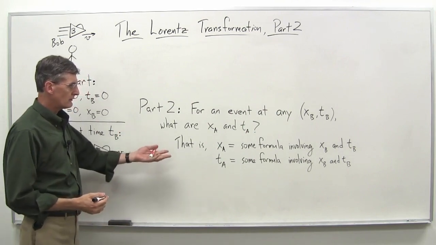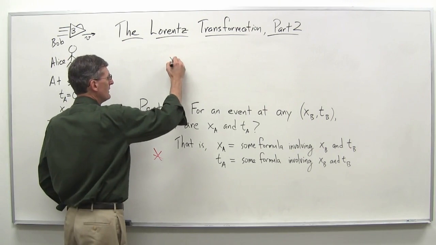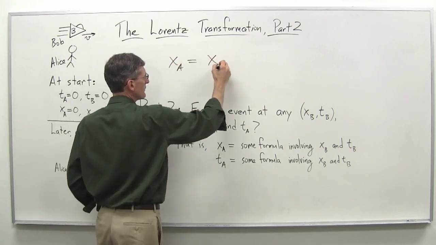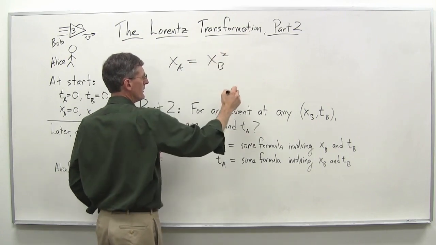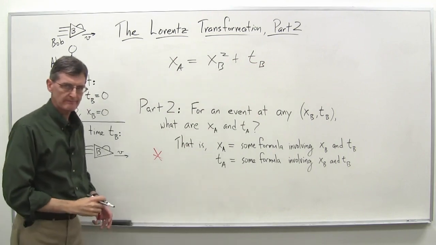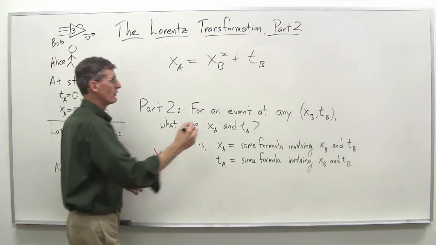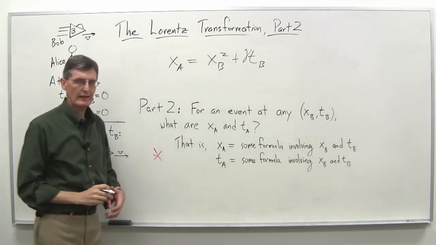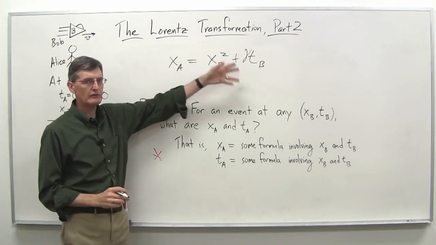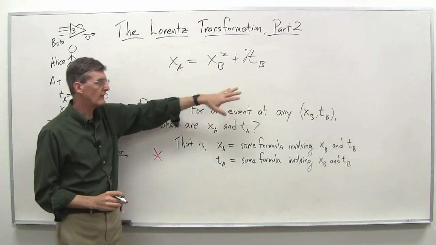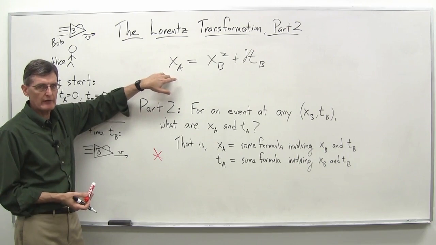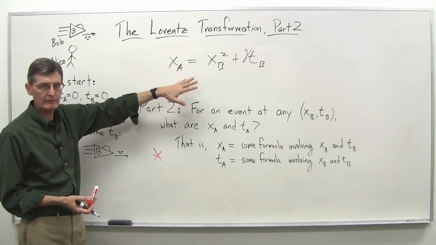First of all, let's just say we had a formula like this. What if we said, very simple thing, xa equals xb squared plus tb or something like that? Let's even throw a gamma in there as well. So what if the formula had that form? Given xb and tb, multiply all this stuff together, add it together, and that would give us the value for xa. Note this can't be the right formula because the units have to match up.